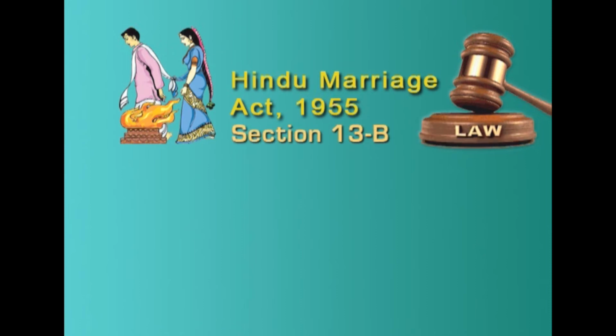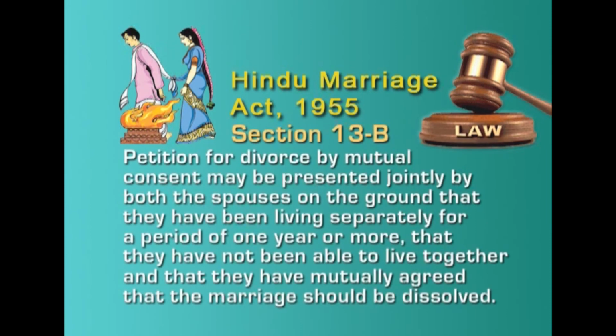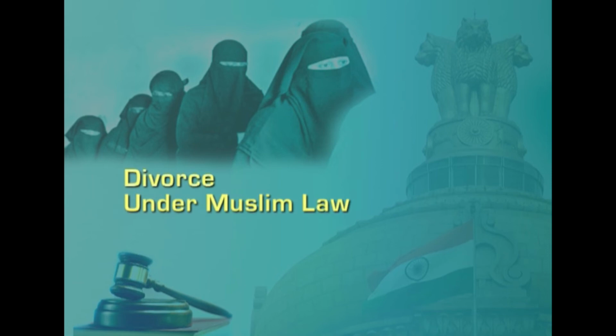Section 13B of the Act lays down that a petition for divorce by mutual consent may be presented jointly by both the spouses on the ground that they have been living separately for a period of 1 year or more, that they have not been able to live together and that they agreed that the marriage should be dissolved. This new method of divorce enables the parties to seek divorce without resorting to false grounds to succeed in their divorce claims. Under Muslim law, a valid Muslim marriage is dissolved upon the death of the husband or the wife.